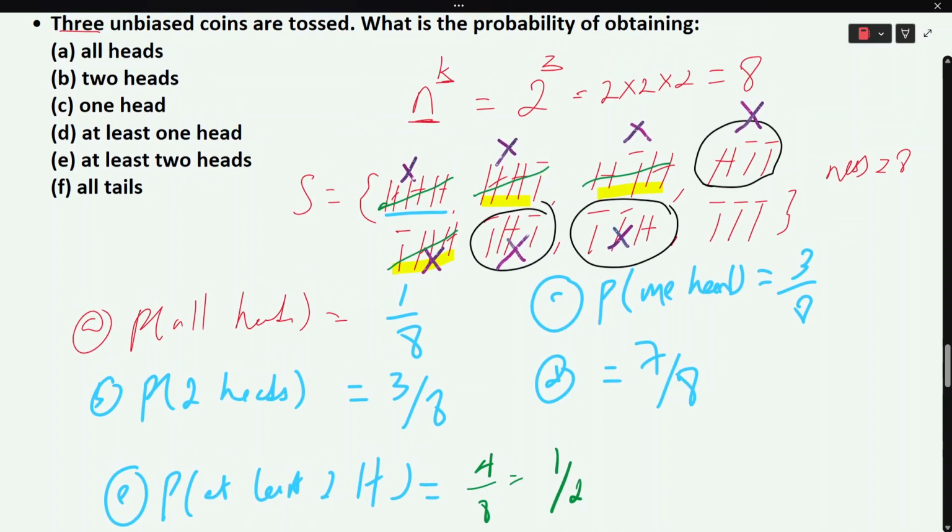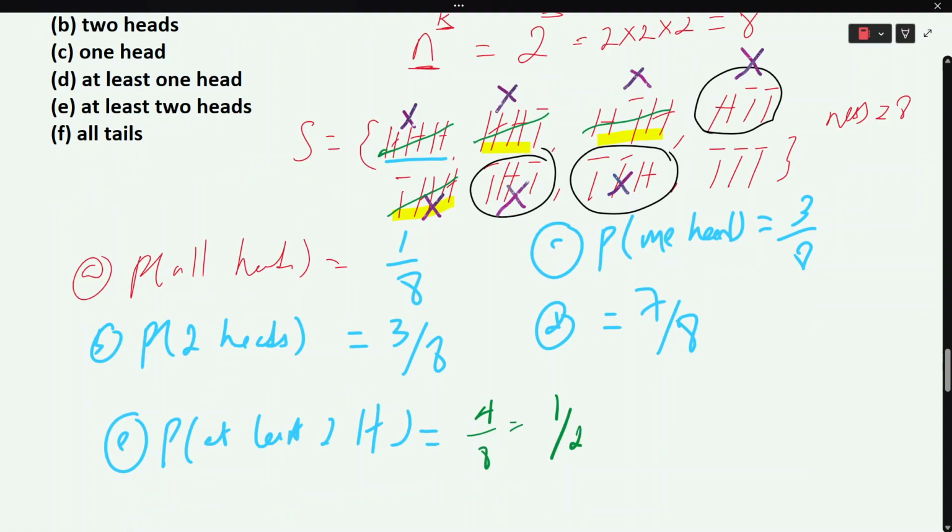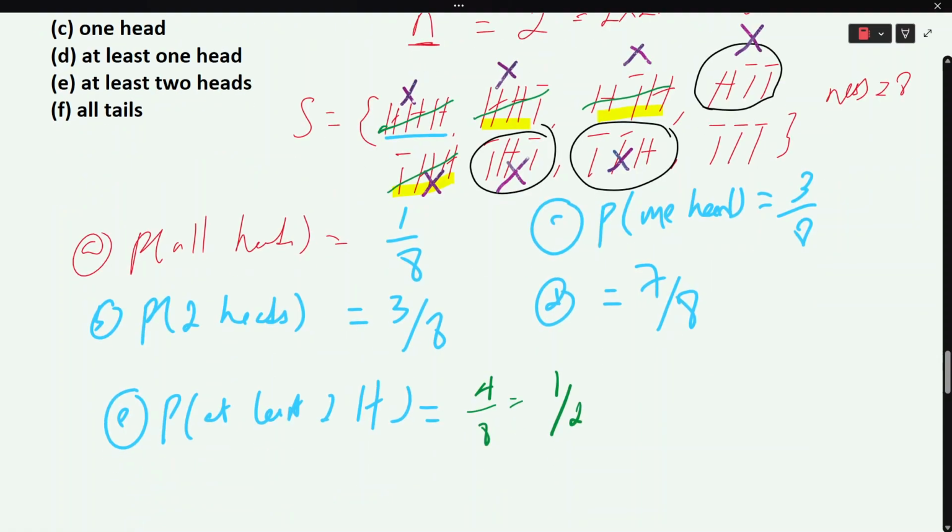Then the last one is F, all tails. Obviously we have 1 over 8.